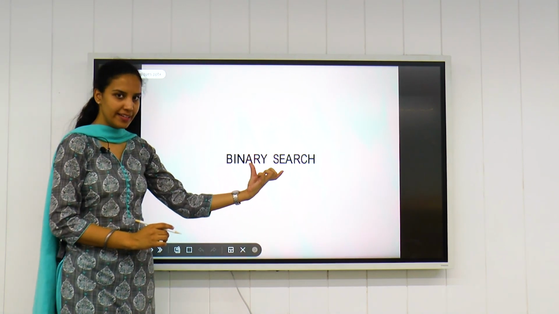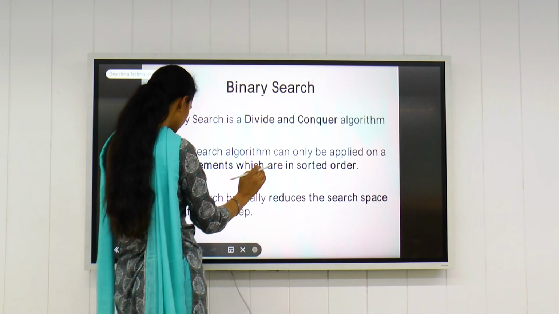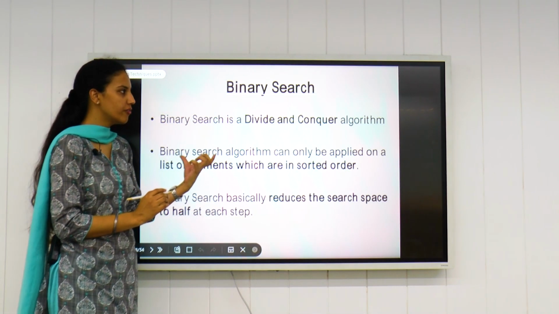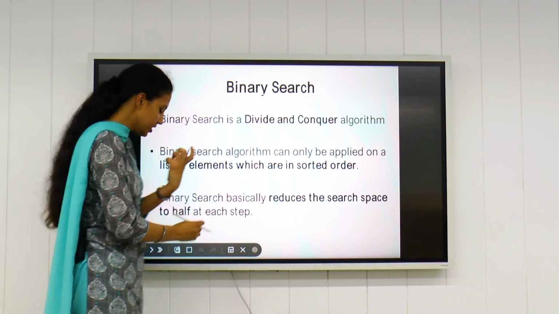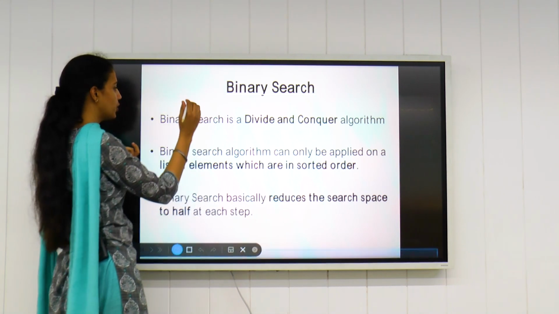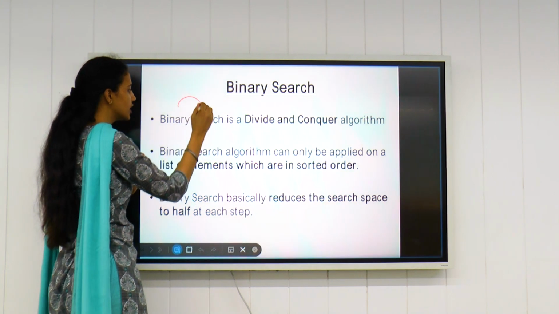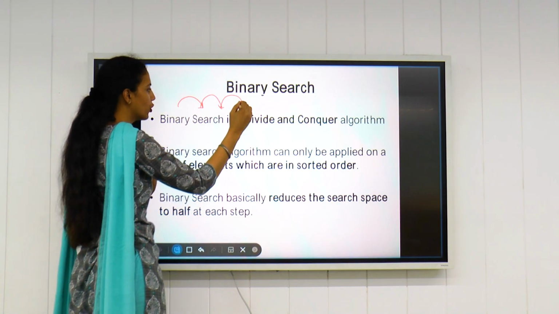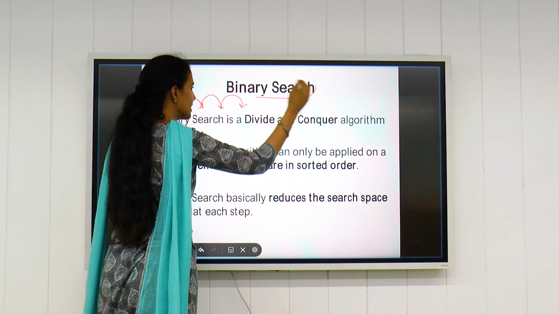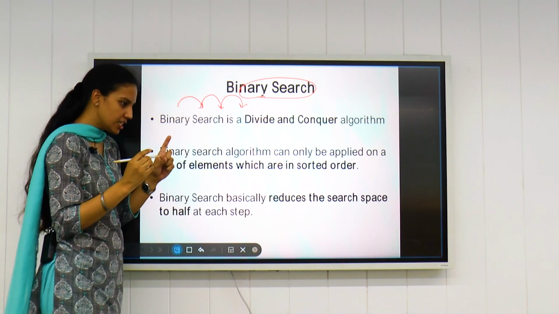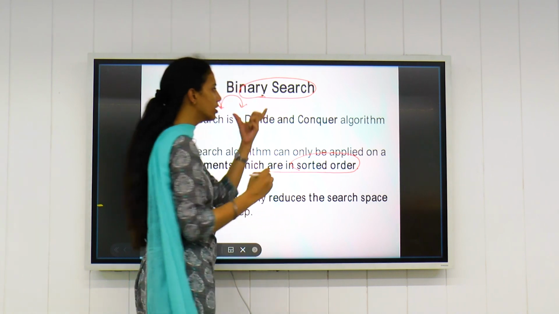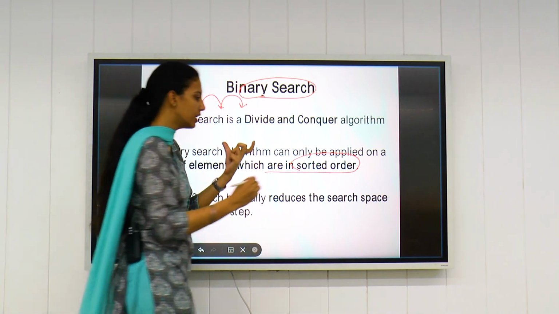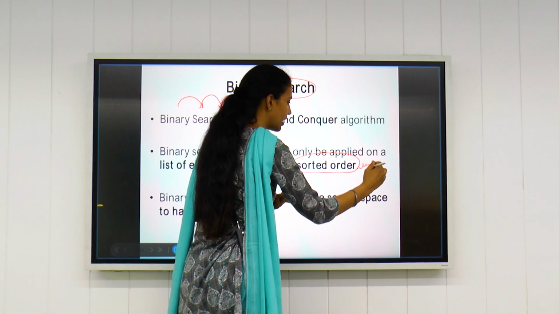Moving on, we have binary search. Binary search works on a different concept as compared to linear search. In linear search, we check whether our element exists in a sequence, one by one, moving on to the next position. Whereas in binary search, the first condition is that the elements should be in sorted order. We cannot perform binary search if the list is in unsorted order.